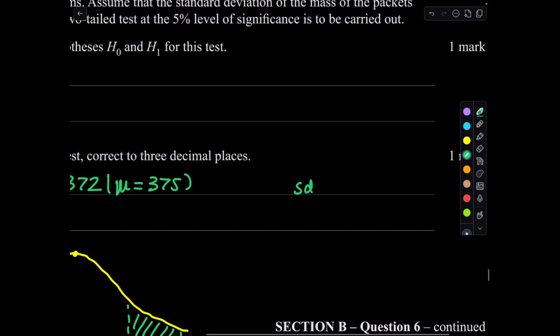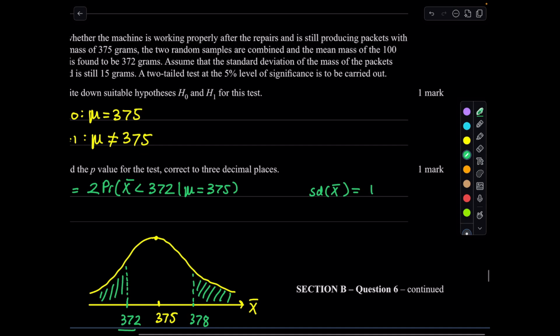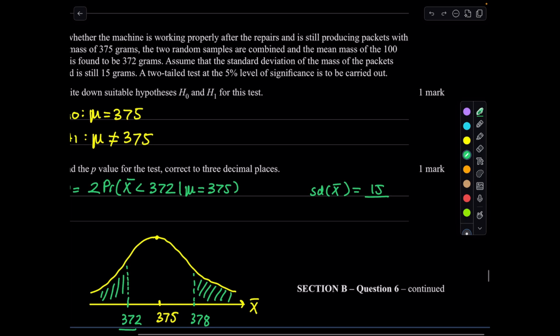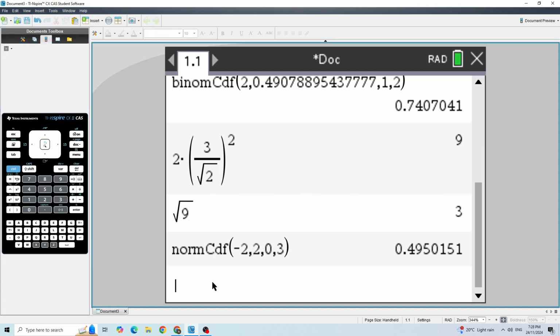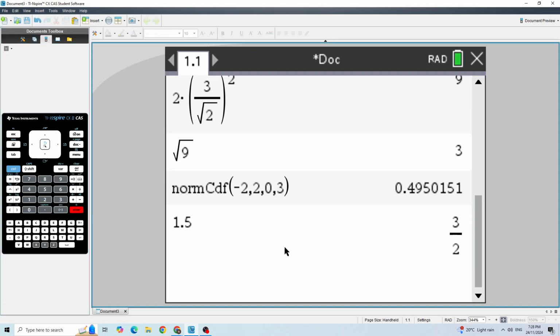The standard deviation for the sample mean is your original 15 divided by the square root of 100, because now it's 100 packets, not 50. The square root of 100 is 10, so 15 over 10 equals 1.5. So that's your new standard deviation: 1.5. Don't forget that.